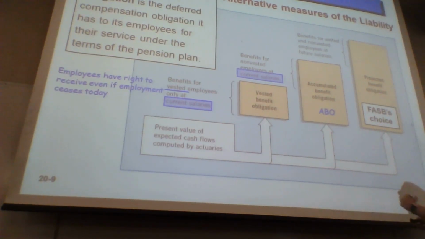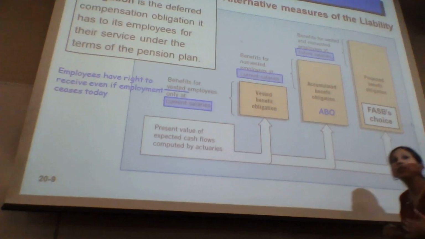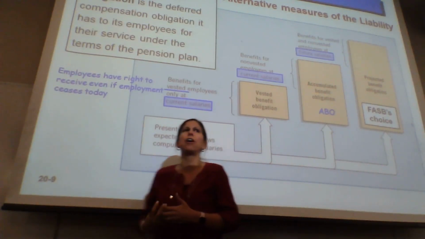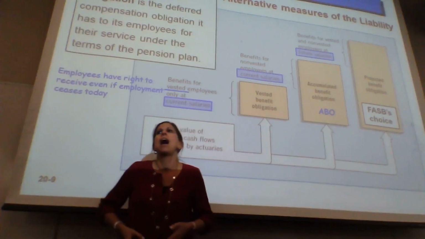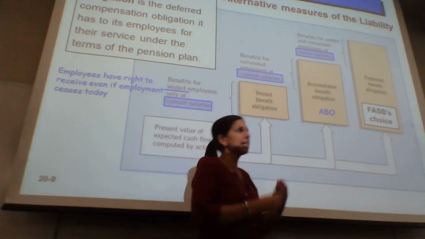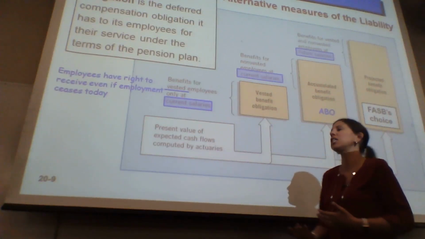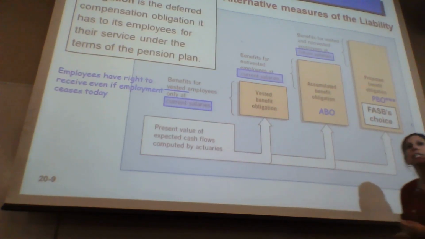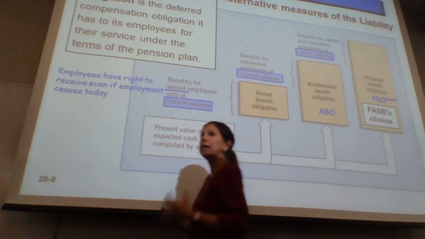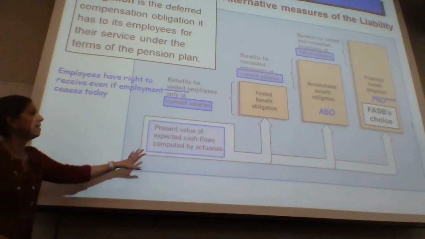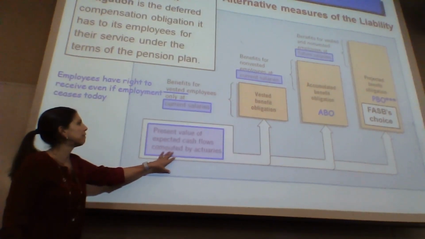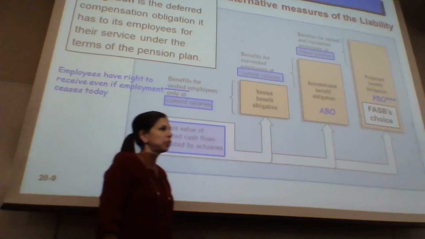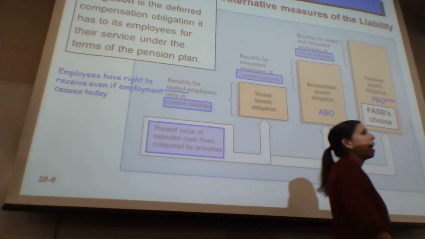Then, to get even more conservative, we ask what the benefits are for our vested and non-vested employees at their future salaries, right? Because most people aren't going to be earning the same salary in 20 years. Generally, salaries will go up from promotions and inflation adjustments. So this is the most conservative. It's called the PBO, the projected benefit obligation, and this is what the FASB says companies should use when recording their pension obligation. Definitionally, it is the present value of expected cash flows that is computed by the actuaries.